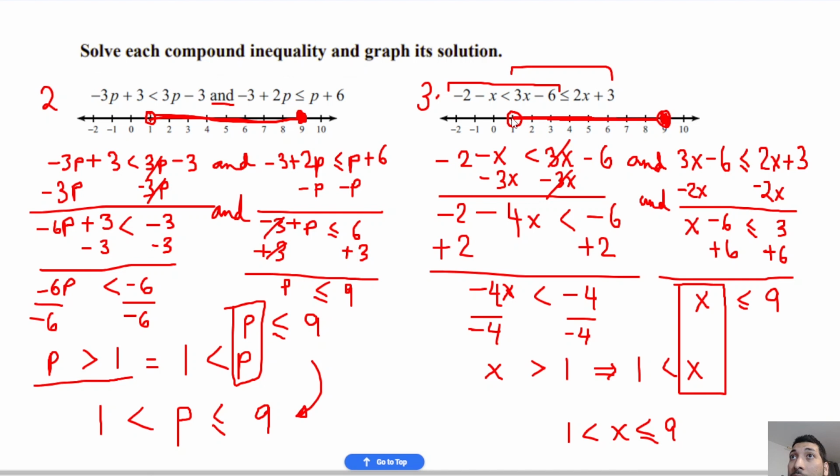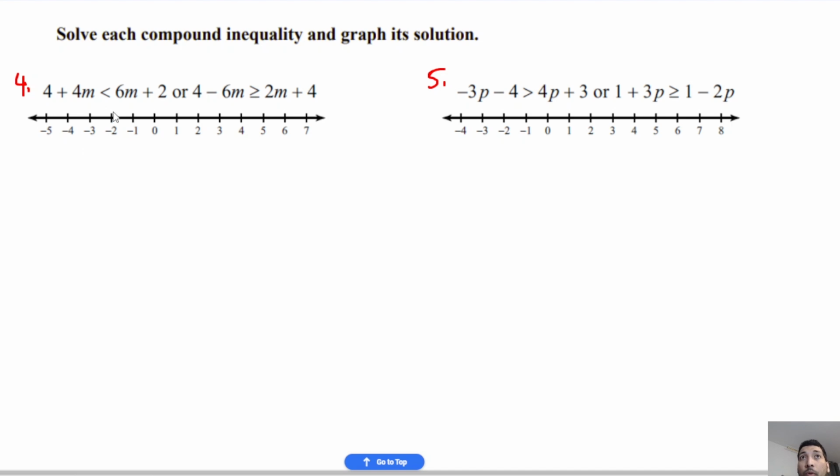And then we just shade this region. Perfect. Let's look at this problem number 4. We have this OR inequality here. We see that 4 plus 4m less than 6m plus 2, or 4 minus 6m greater than or equal to 2m plus 4. So one inequality will go in the left direction and the other inequality will go in the right direction. So the same case will be applicable for number 5 as well.